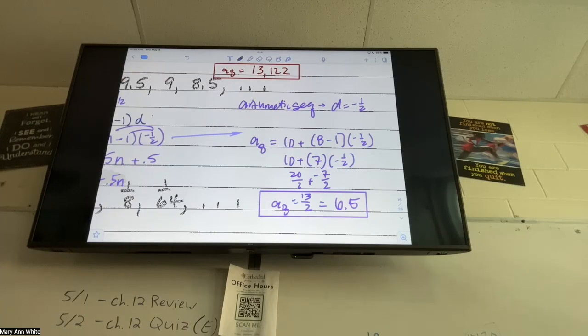If you're doing fractions, I got 13 over 2. If you're doing decimals, I got 6.5. Does that sound good to you guys? All right. Anybody questions so far? All right, let's hit the last one of these.